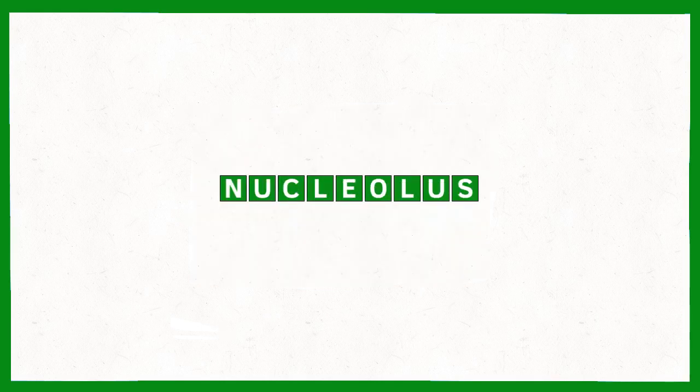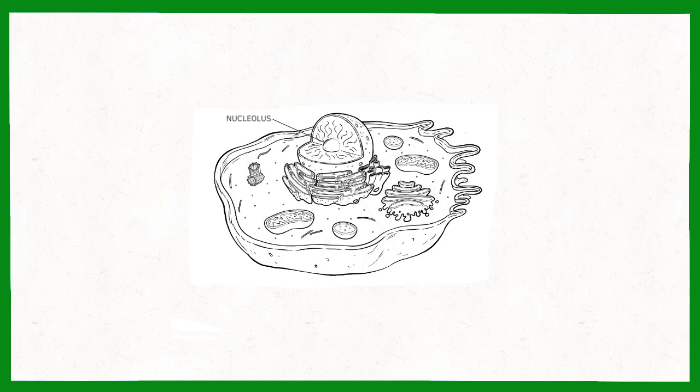Nucleolus. Nucleolus is a spherical, highly basophilic structure that is usually eccentrically located in the nucleus. It is not enveloped by unit membrane and is present only in cells that are in interphase.